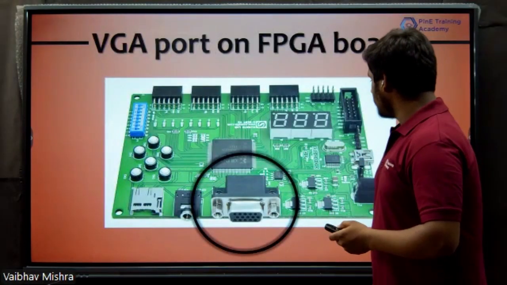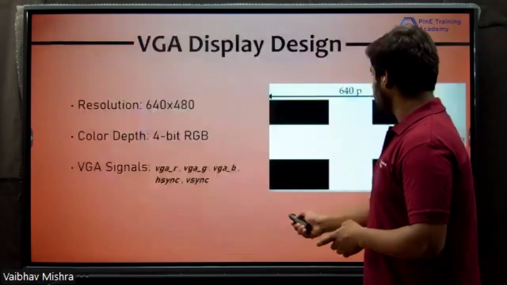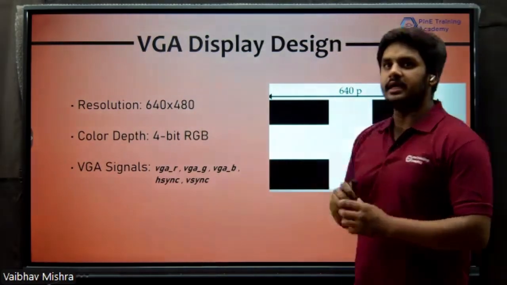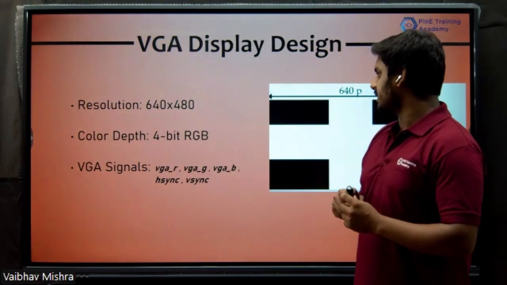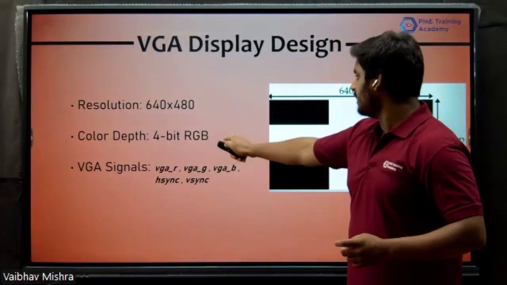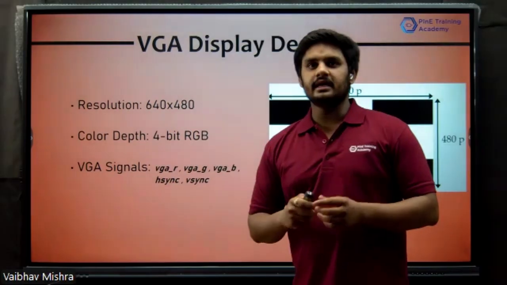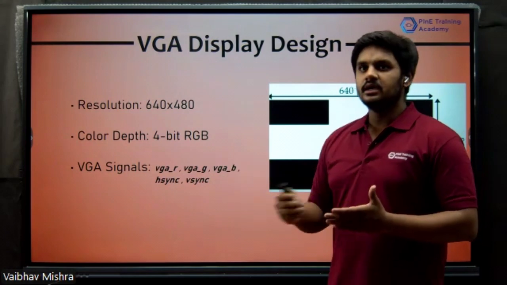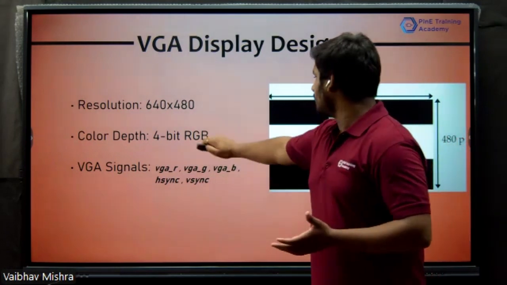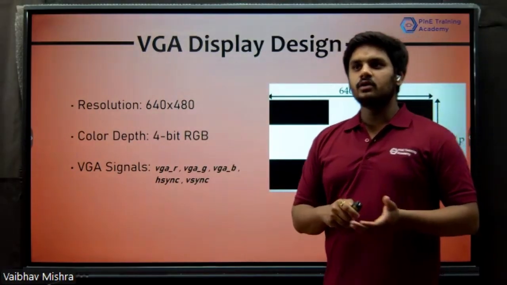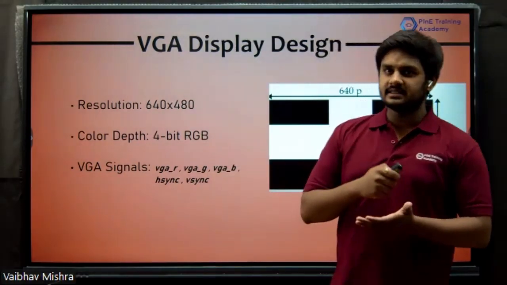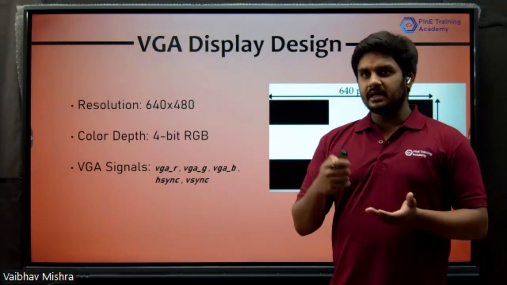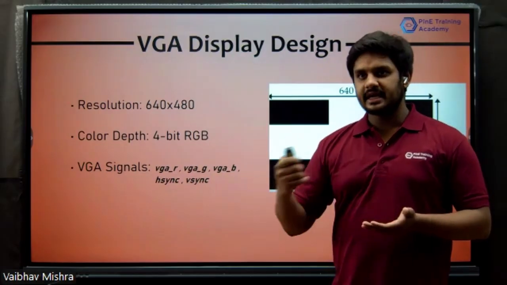So this is our VGA port on the FPGA board. If we talk about the VGA display design, our resolution is 640 by 480, and the color depth is 4-bit red, green, blue. Each of the color signals, VGA green, VGA blue, and VGA red, is 4-bit. Additionally, we use HSYNC for horizontal sync and VSYNC for vertical sync to maintain the VGA standard.